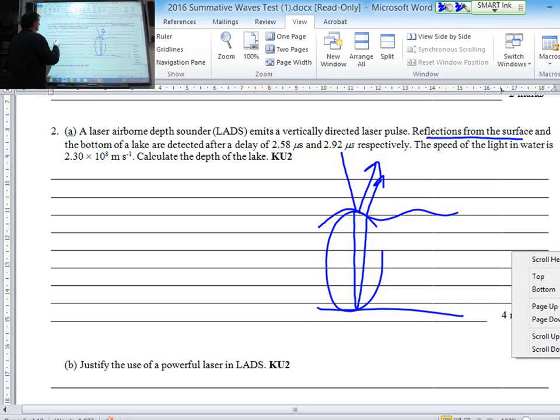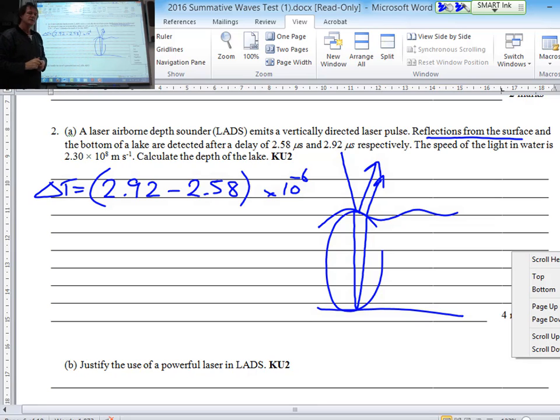So it's in microseconds. So Δt will be 2.92, the long one, take away the earlier one, and we're doing this in microseconds. Look that up. So that'll tell you the time delay between the two beams. So they've also told you the speed of light in water, you've got to calculate the depth. So the extra distance travelled will be the velocity in water times by that time delay there. And that'll tell you the distance there and back. You have to halve that to get the depth then, because it's only half the trip. So divide that by 2.